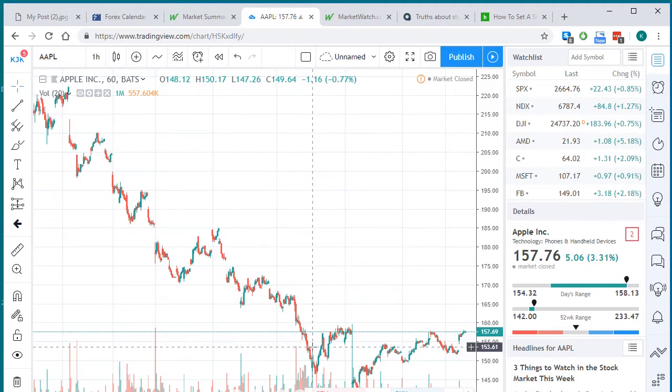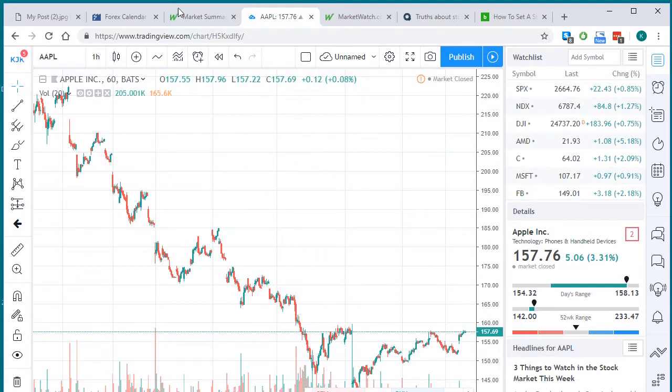So I just switched to a 3-month chart in Apple, and this paints a little bit different picture. This has been in a downtrend since October of last year. It's just down, down, down, down, down. So if I were a medium-term or a long-term trader, would this be a great buy? I don't know.